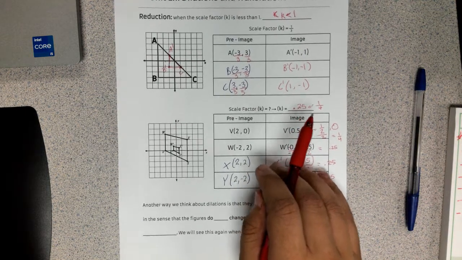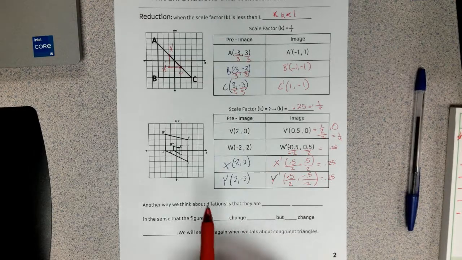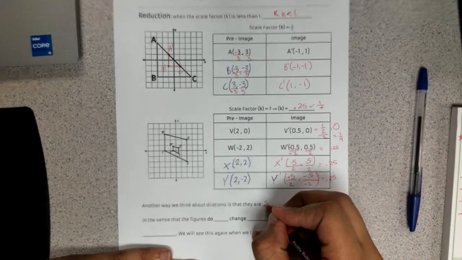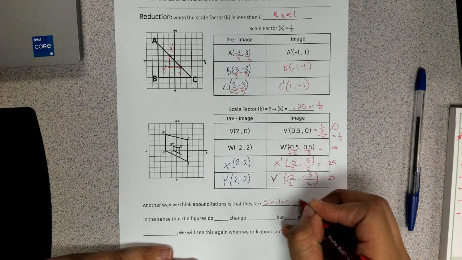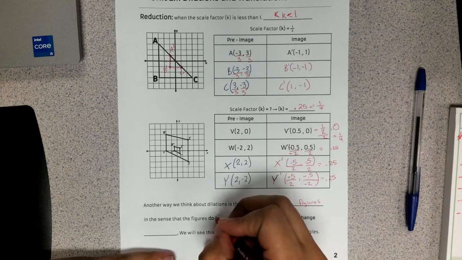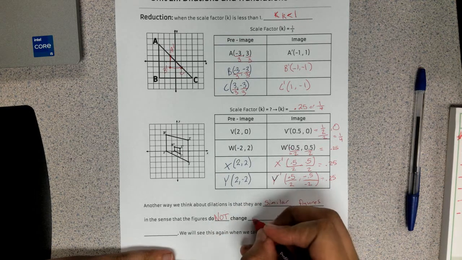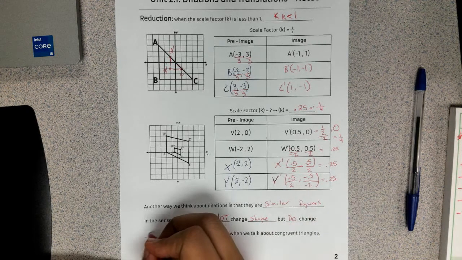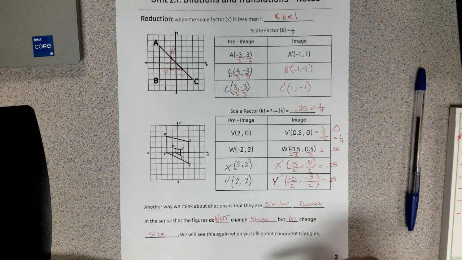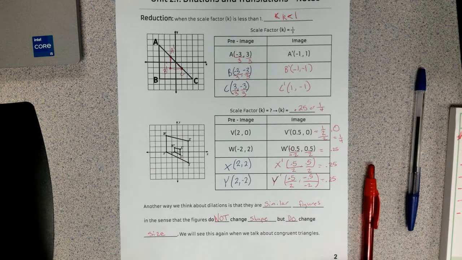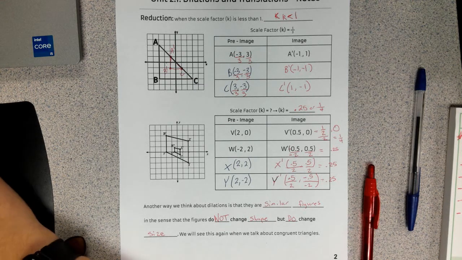Now, the last thing we want to mention about dilations before we go is that another way we think about dilations is that they are similar figures, in the sense that the figures do not change shape, but do change size. And we will see this same concept again when we talk about congruent triangles later in the year. So we just want to introduce it with dilations.